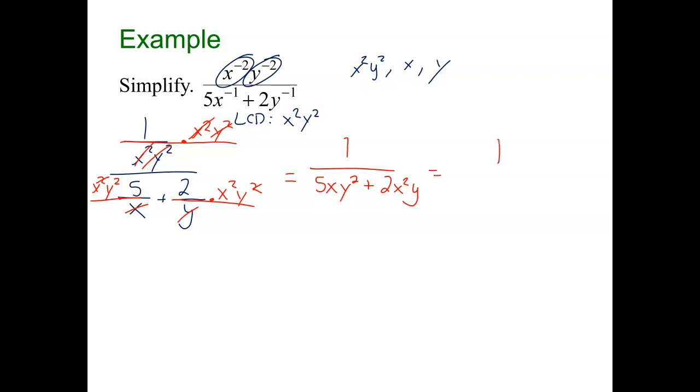anymore. 1's already factored. Factor the denominator. GCF with x and y, leaving me with 5y plus 2x. Completely factored and simplified. It's going to take practice, which is why you're going to get Russ class time to work on it.